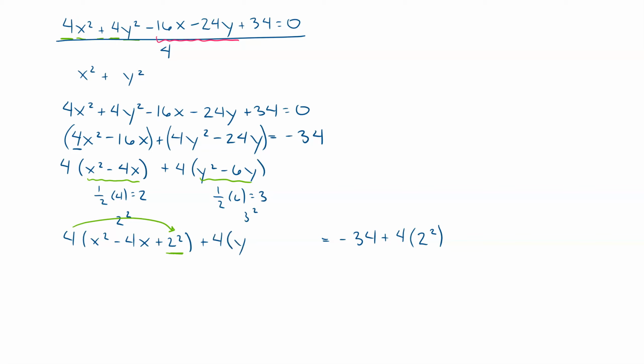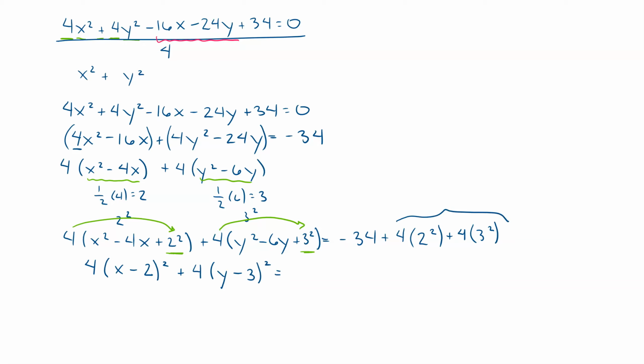So I have 4 times y squared minus 6y plus 3 squared. And then when I add the 3 squared, I don't just add the 3 squared. I add 4 times 3 squared, because the 4 on the outside is technically multiplied times the 3 squared also. Now I can form my perfect squares. I have 4 on the outside, first term, last term, middle sign, squared, plus the 4 on the outside, first term, last term, middle sign, squared, equals, and we need to crunch all these numbers on the right.